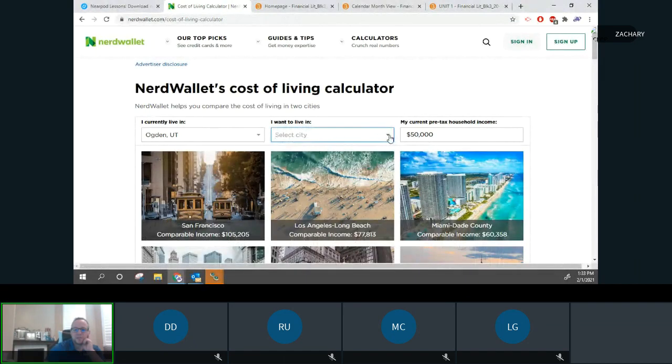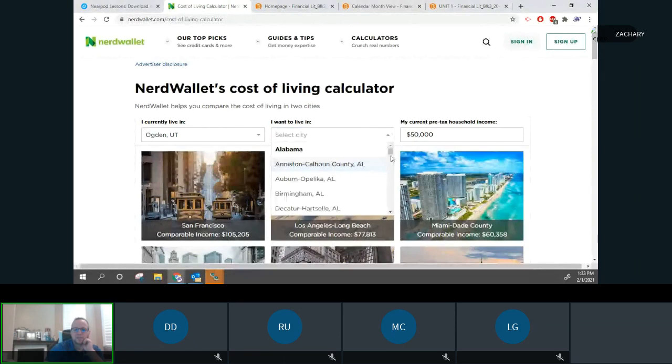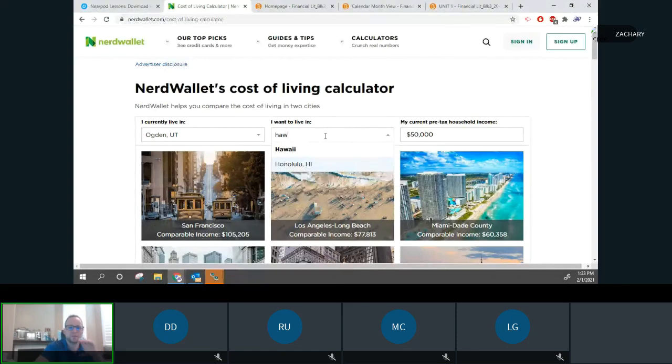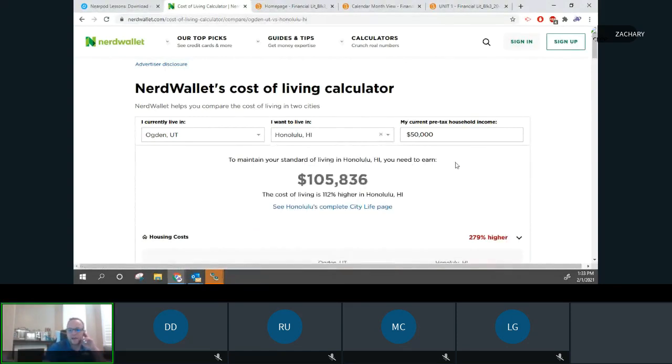Let's see another place. Does anybody want a place to look at, to see how much it costs to live there? You can put it in the chat real quick. Hawaii. Everybody wants to live in Hawaii, right? Honolulu is the only place they have. I'd have to make, oh, you did live there?